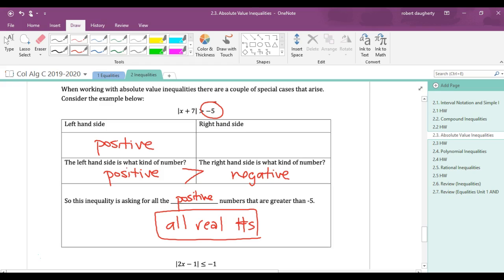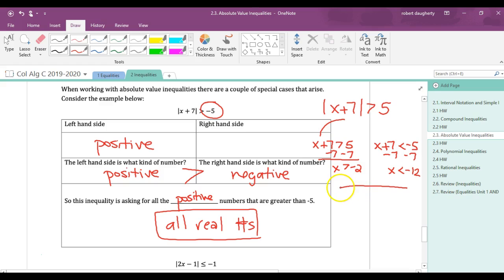Now this would be a little bit different if the problem had been x plus 7 is greater than 5. Okay, this one I would break into 2 problems. I would write x plus 7 greater than 5, x plus 7 less than negative 5. I would subtract 7 from both sides, just like we've been doing, x greater than negative 2, and then x less than negative 12. So numbers that are greater than negative 2, less than negative 12, I would draw this on a number line.